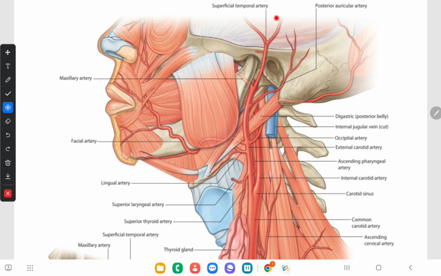Then you have the maxillary artery. The maxillary artery runs forward and medial to the neck of the mandible. Here you can see this is the mandible and this is the neck area, and it enters the pterygopalatine fossa here. I will discuss the course of the maxillary artery in a separate video.